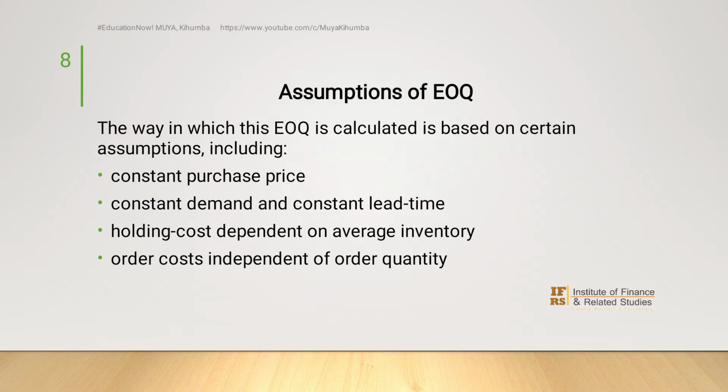When we are calculating EOQ, there are certain assumptions that we make. One of the assumptions is constant price, constant demand, and constant lead time, which is almost zero. We order those items, we receive them immediately. Holding costs are dependent on average inventory, and order costs are independent of order quantities.